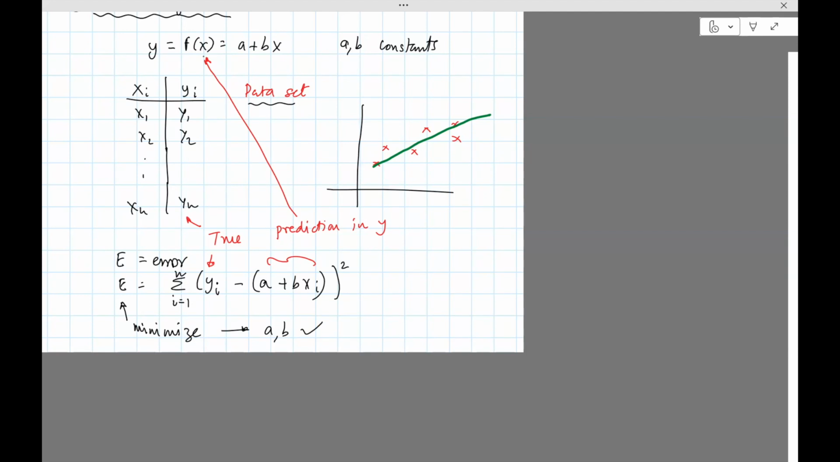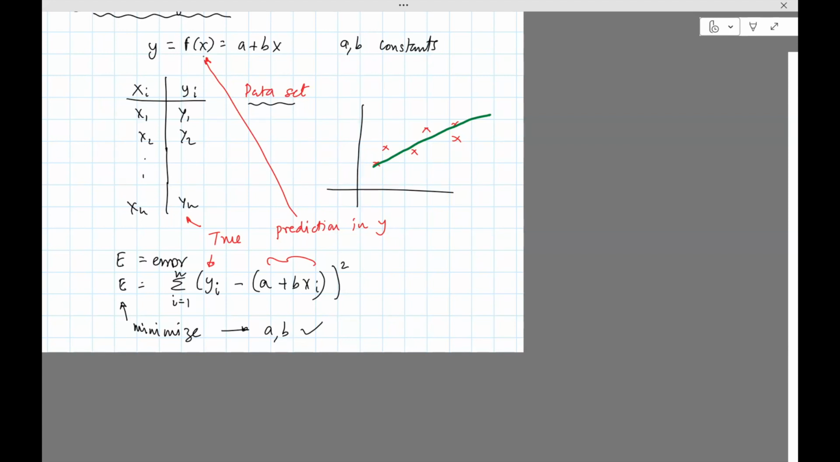So here we have to use calculus. If you remember, if you have a quantity and you're trying to optimize it, minimize or maximize, what you do is you take the first derivative of that quantity with respect to the parameters, in this case A and B, and equate that to 0. Okay, that's the first step.